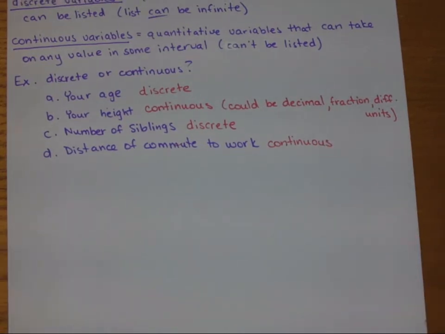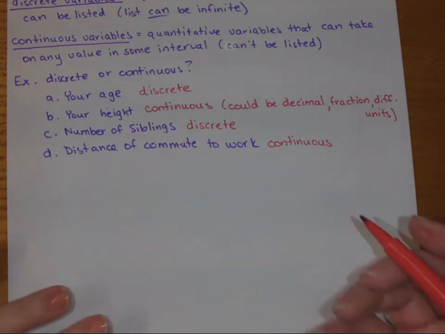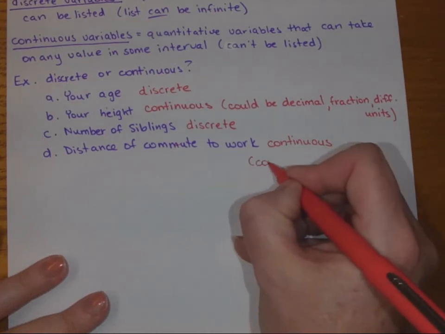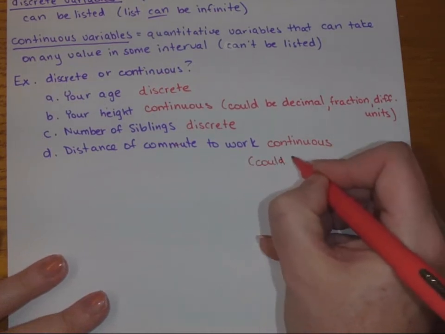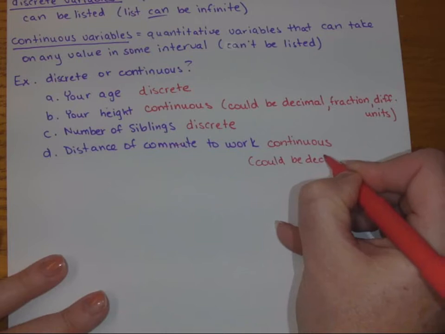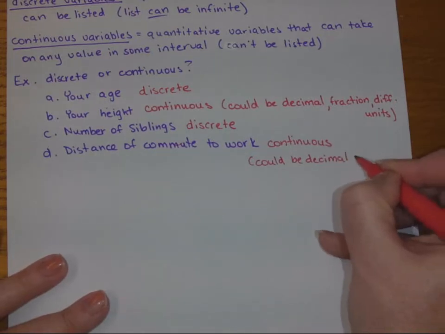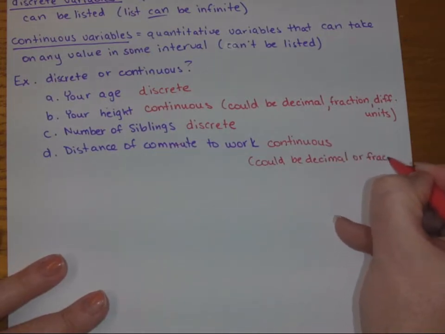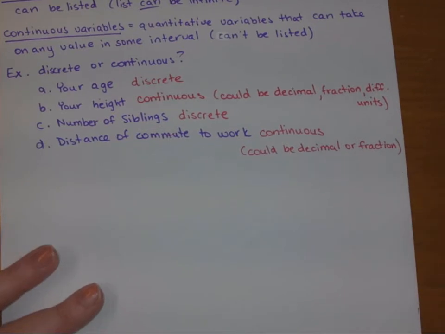In other words, you could talk about it being 30 miles, but you could also talk about it being kilometers, or you could talk about it being 45 minutes away or something like that. So again, anything that generally can be a decimal or a fraction, and it's mainstream for it to be a decimal or a fraction, then it's probably not going to be discrete. It's going to be continuous.